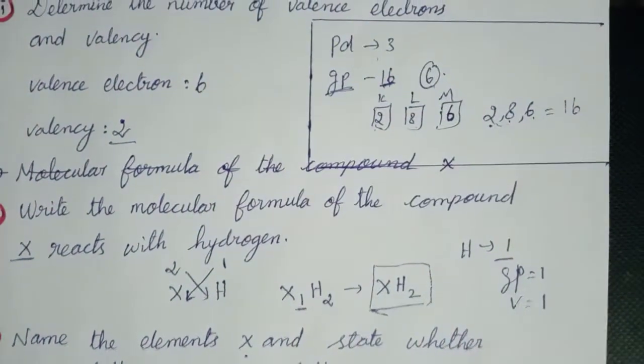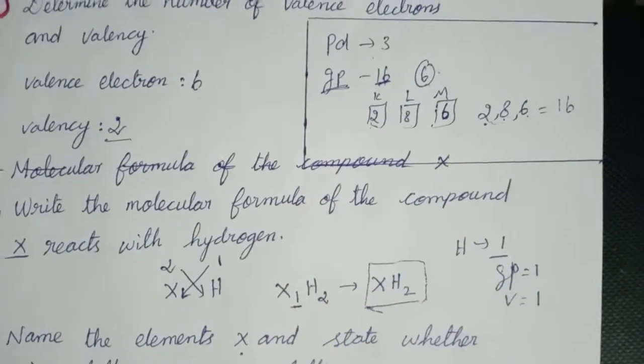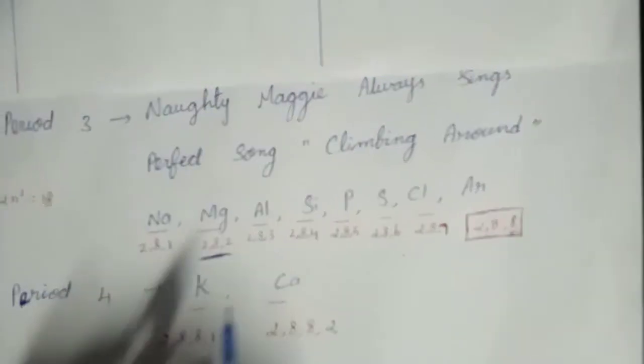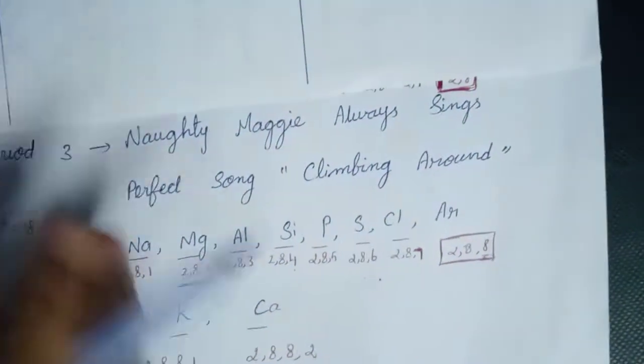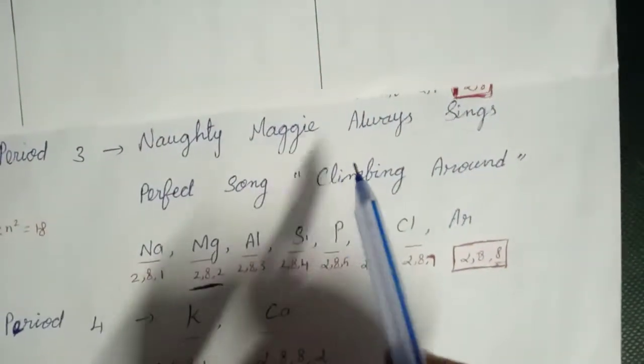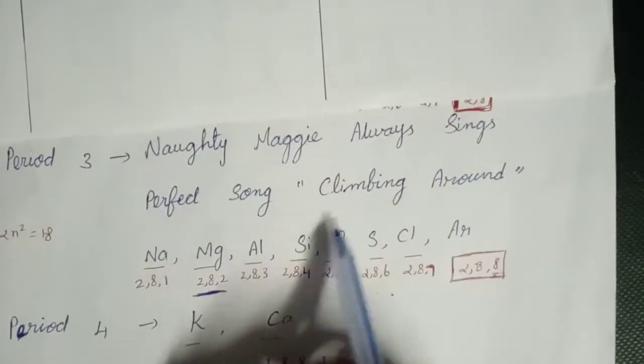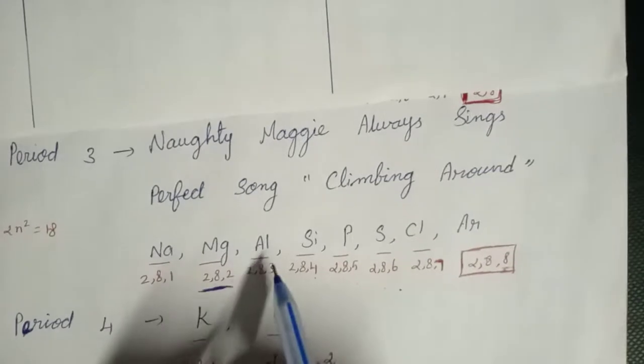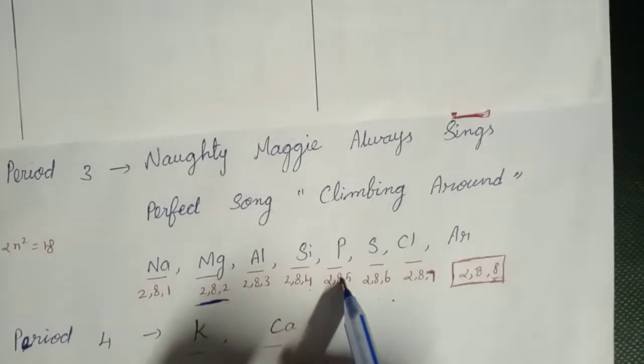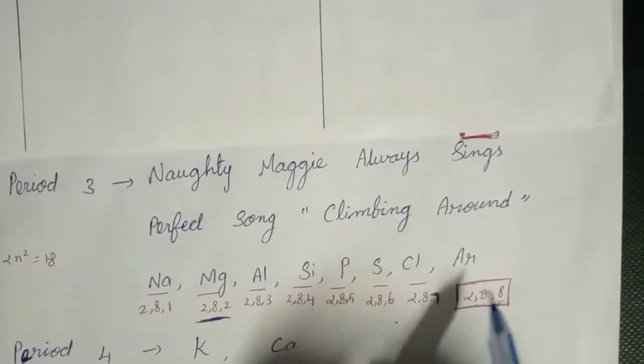This element belongs to period 3. How do we remember the elements present in period 3? Naughty Maggie always sings perfect song climbing around. That means sodium, magnesium, aluminium, silicon, phosphorus, sulfur, chlorine, argon.